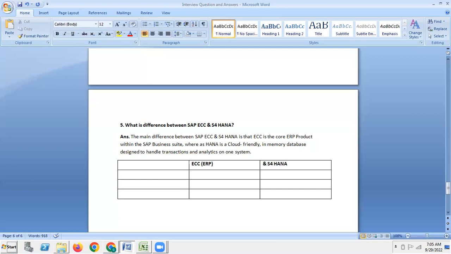Okay. So ERP means enterprise resource planning. Initially I spoke with you. So the main difference between SAP ECC and S4 HANA is that ECC is the core ERP product within the SAP business suite, whereas HANA is a cloud-friendly in-memory database. You understand? It is an in-memory database designed to handle transactions and analytics on one system. Okay. Next.